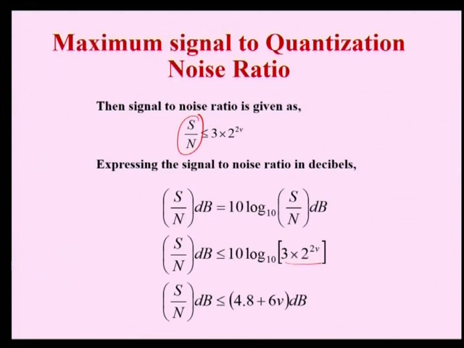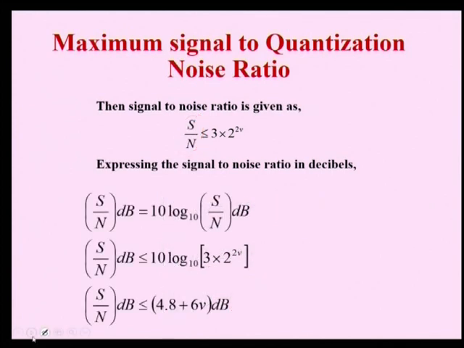If we compute that, 10 log of 3 into 2 power 2v, then we will get the equation as 4.8 plus 6v. So, v is nothing but the number of bits. So, SNR or SQNR is given as 4.8 plus 6v. v is the number of bits. This is the SNR for a signal of any type.